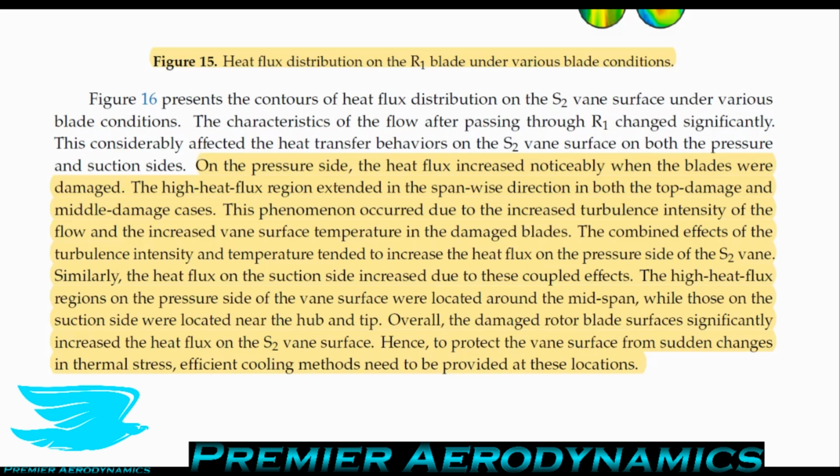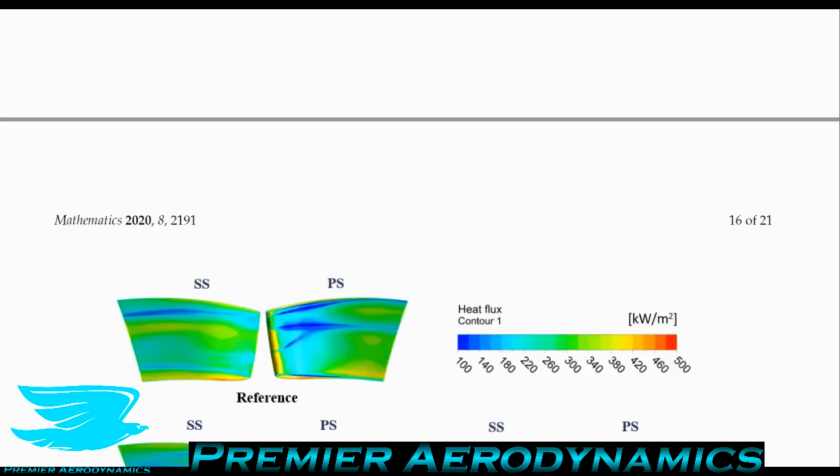The high heat flux regions on the pressure side of the stator blade were located around the midspan, while those on the suction side were located near the hub and the tip. Overall, the damaged rotor blade significantly increased the heat flux on the stator blade surface. So again, a massive downstream effect. Hence, to protect the stator blade surface from sudden changes in thermal stresses, efficient cooling is needed as well.